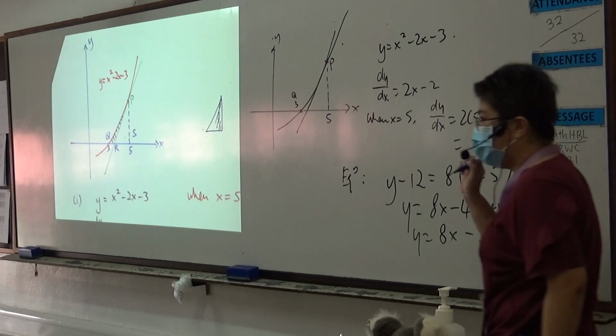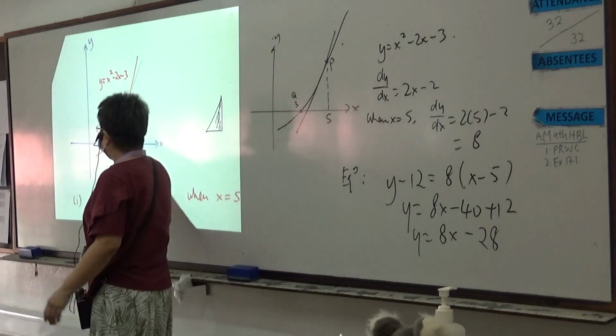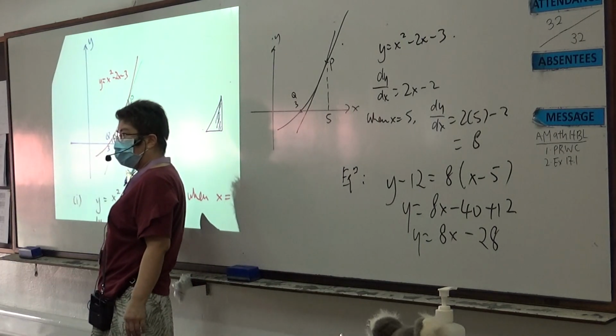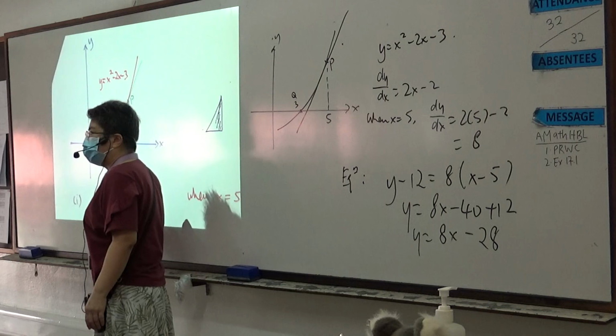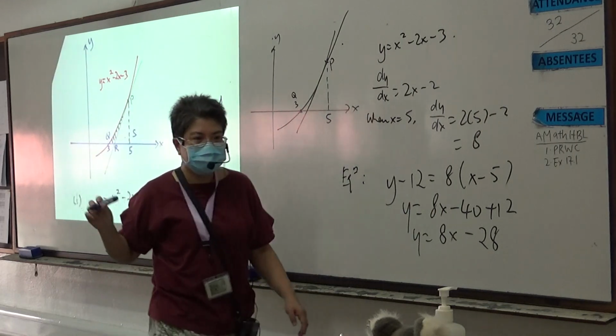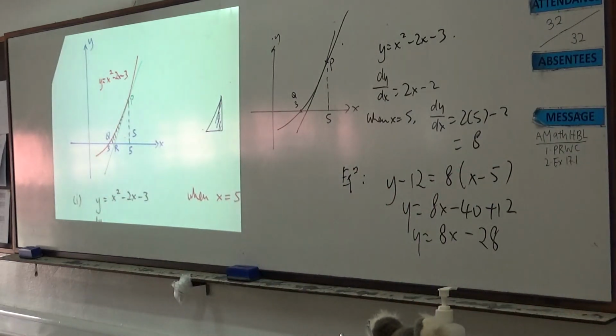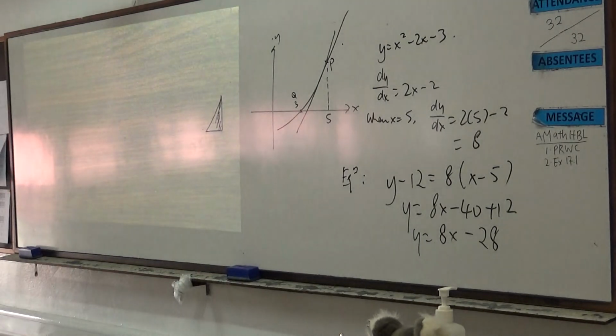Okay, now I just want to reiterate here. Do you know for the curve I need to integrate from 3 to 5? But for the line I need to integrate from 3.5 to 5. No problem? Okay, good. So that will be all for this particular part.